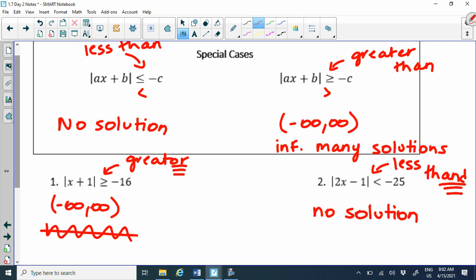So that's all you have to do with those special cases. You only have to identify if it's going to be infinitely many solutions. If so, we just write it in interval notation, so negative infinity to positive infinity. If it's the and with the negative, that means it's just no solution, and that's it.